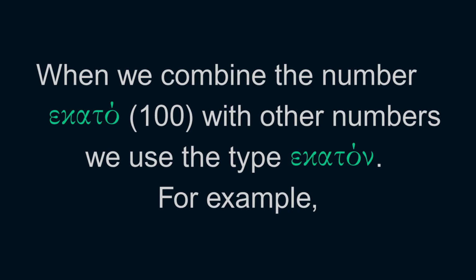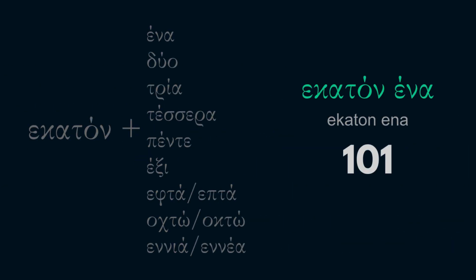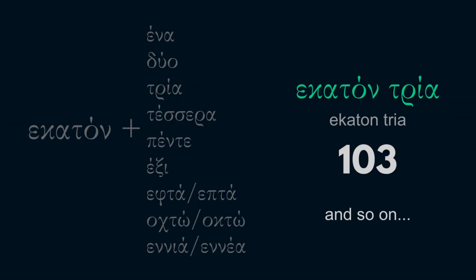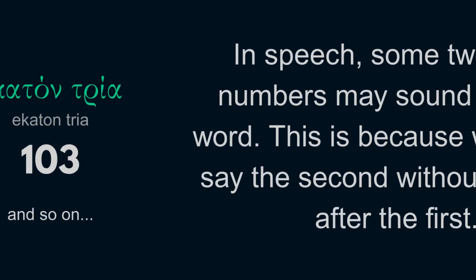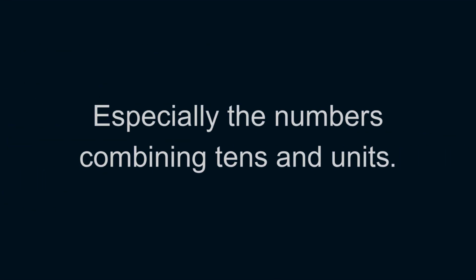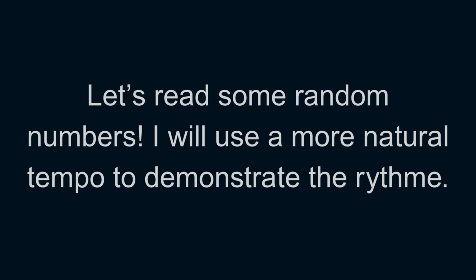For example, 101, 102, 103, and so on. In speech, some two-word numbers may sound like one word. This is because we tend to say the second without a pause after the first, especially the numbers combining tens and units. Let's read some random numbers.